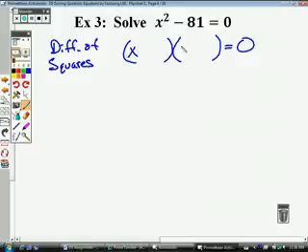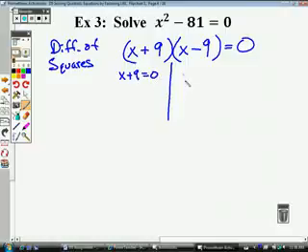We got x and x. What about the 81? 9, that's right, 9. 9 and 9. One's a plus and one's a minus. Okay, divide the problem in half, so we're doing the left side and the right side. X plus 9 equals 0. X minus 9 equals 0.